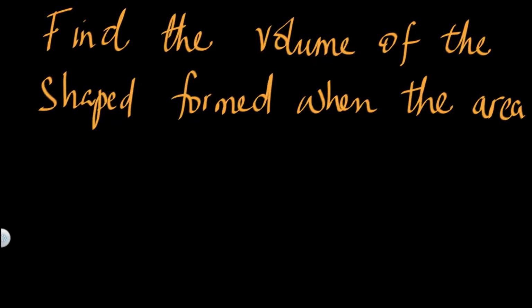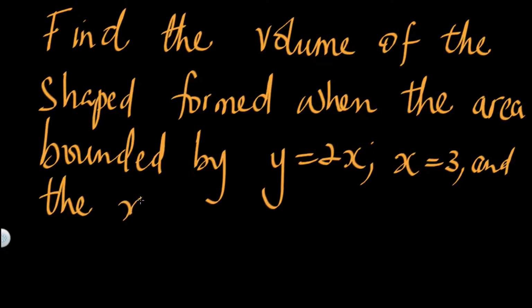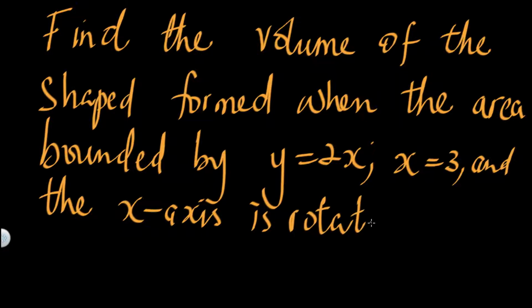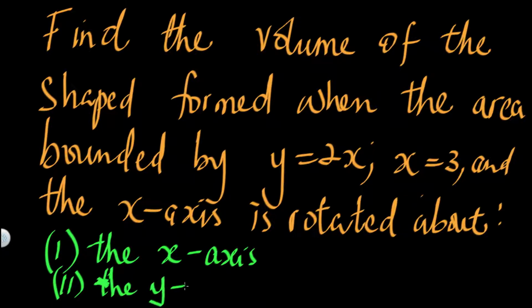When the area bounded by y equals 2x, x equals 3, and the x-axis is rotated about the x-axis. So I'm going to have two situations here. One, we may decide to rotate that area about the x-axis, and the other, about the y-axis. I'm going to have these two situations.